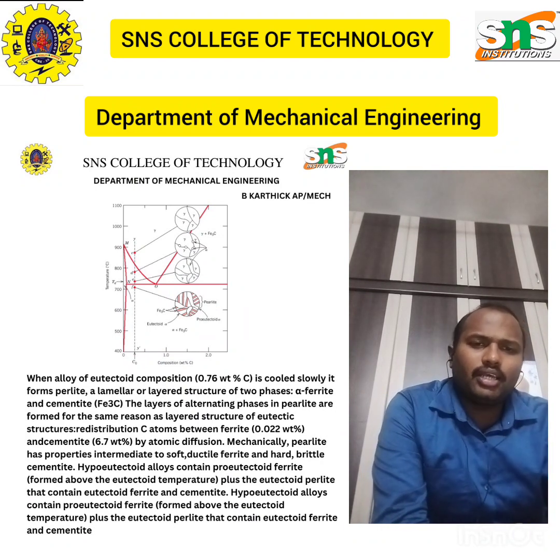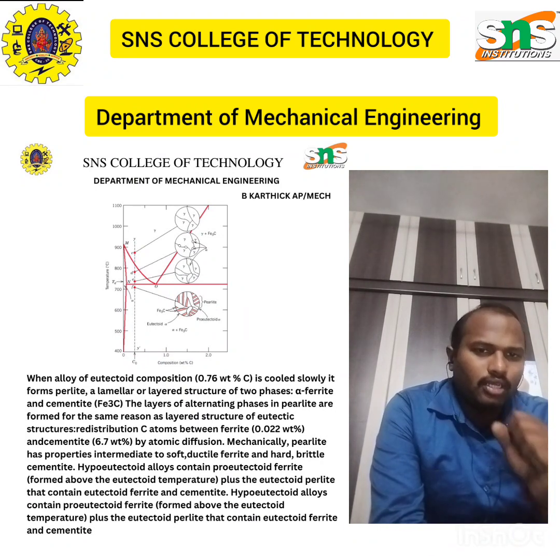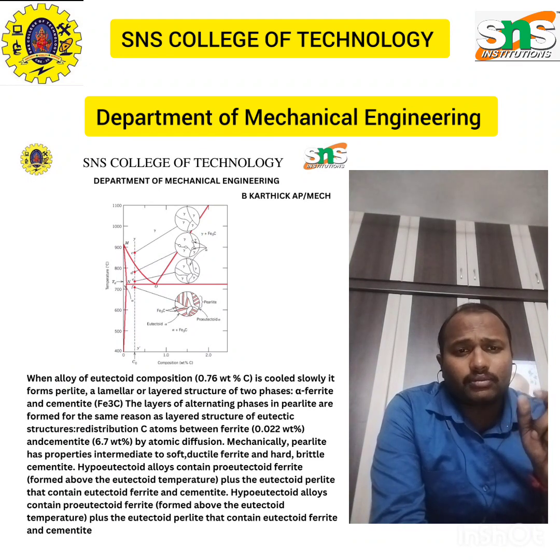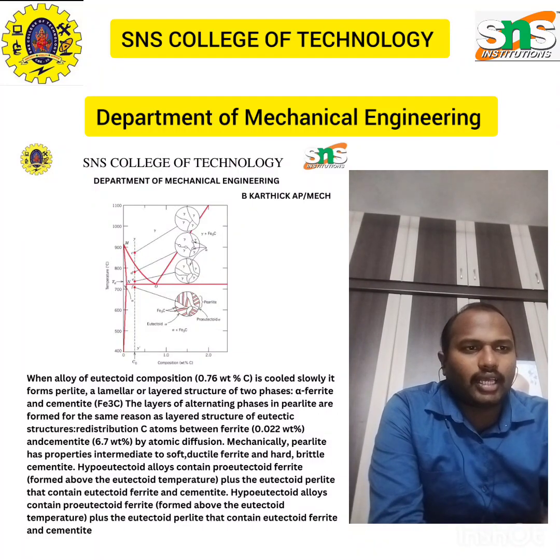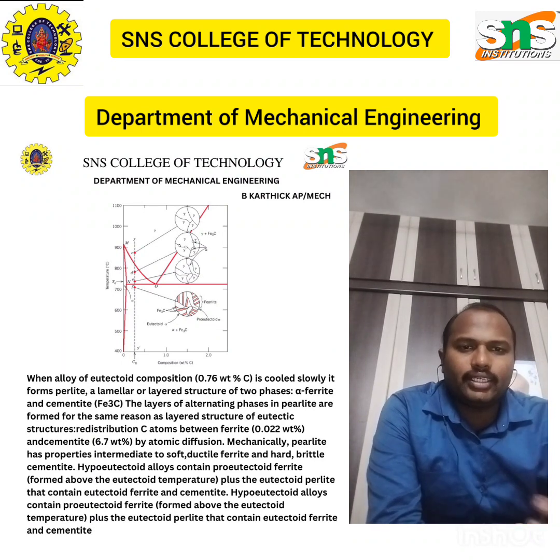taking place. And in hyper-eutectoid steel, you can see gamma iron plus Fe3C taking place. This is the reason for the formation of these pro-eutectoid structures.